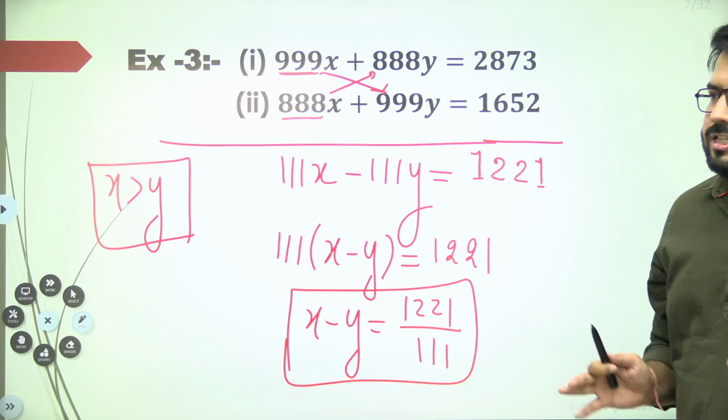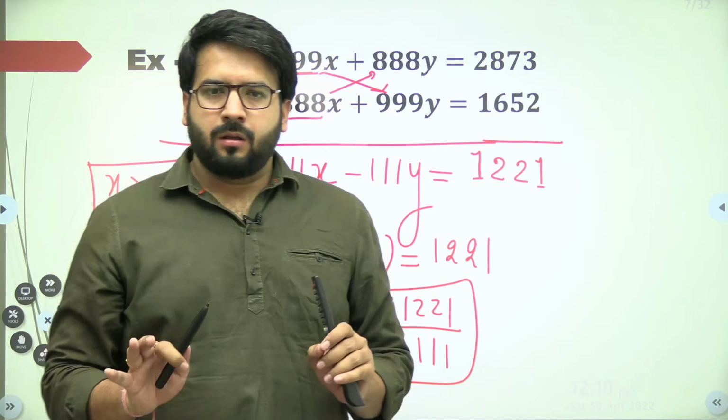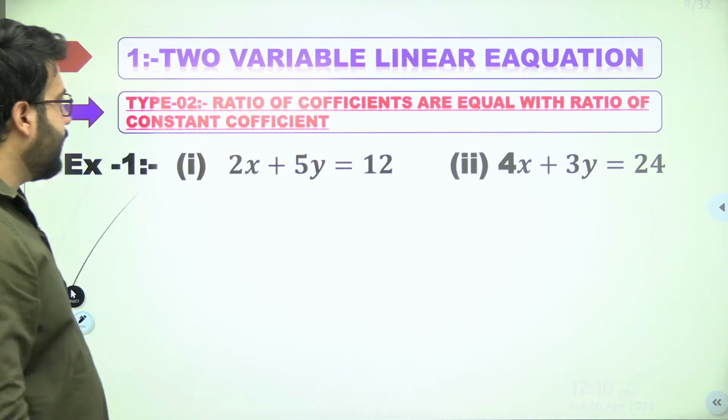So this is the concept of coefficient interchange. I hope you got this. So this is the first type related to the linear equation. Now we are moving forward to the second type.